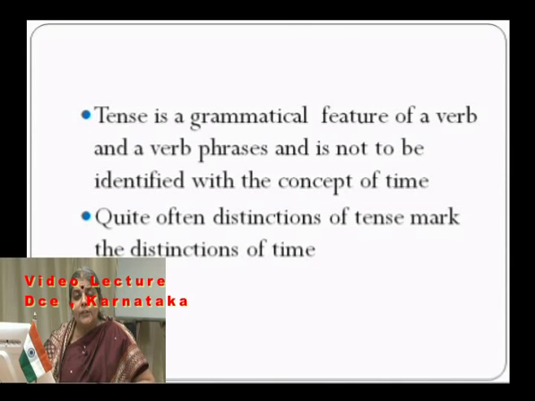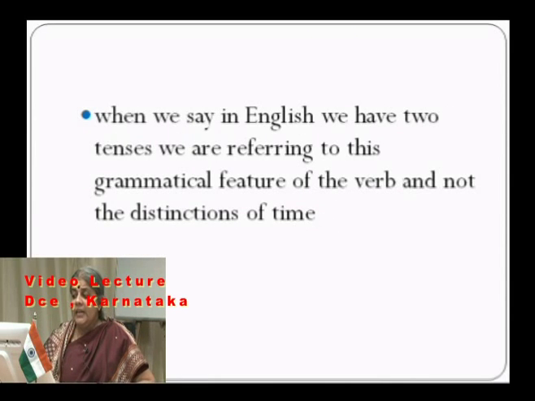Now, whenever we try to understand the word tense, we generally associate the word tense with time. That is, quite often distinctions of tense mark the distinctions of time. In most of the languages it happens, but in English that is not the case. That is not the only marker. When we say in English we have two tenses, what am I doing? We are referring to this grammatical feature of the verb and not the distinctions of time alone.